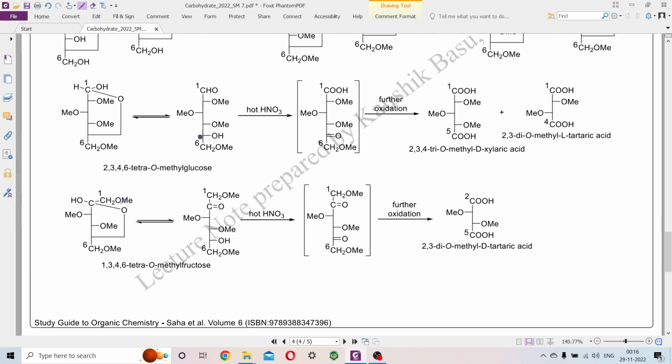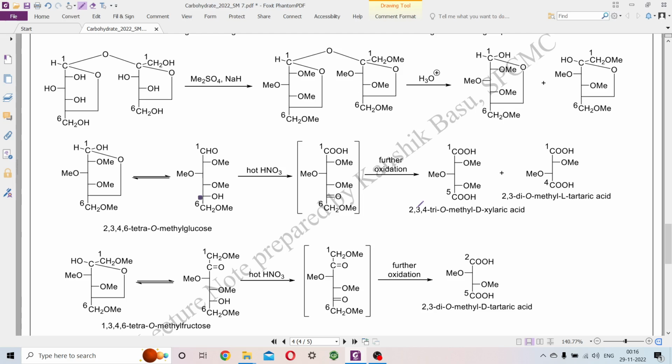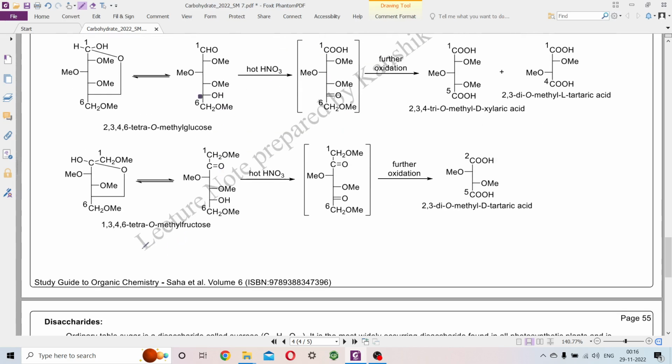Doing the same reaction on the fructose unit, which was obtained by the hydrolysis of the acetal linkage of the methylated derivatives, then we can see it is the C1 OH which is protected as OMe. The carbonyl is at the C2, and it is the C5OH which is free.